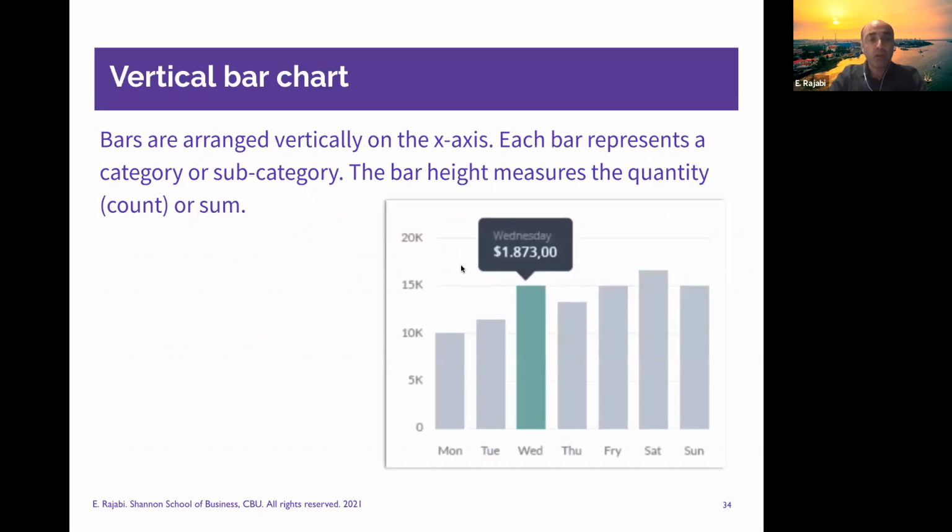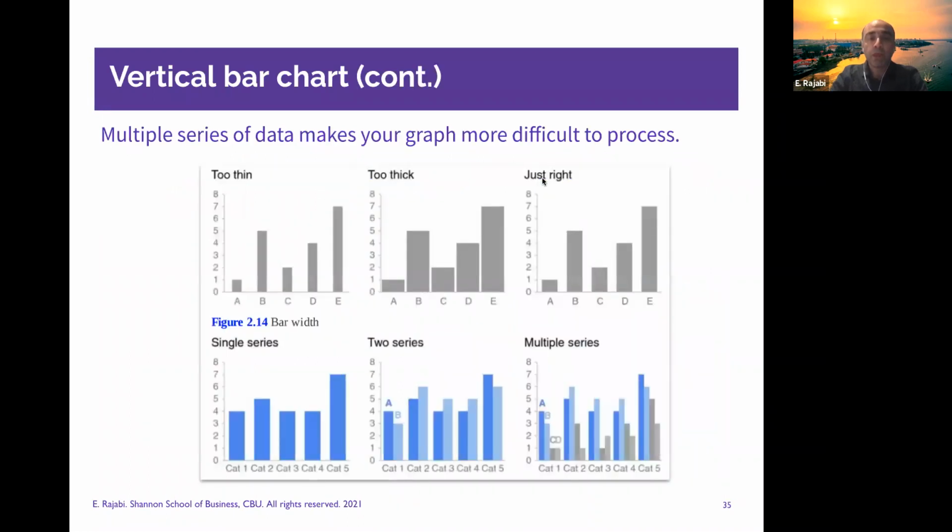I think everyone knows the vertical bar chart. Bars are arranged vertically on the axis. Each bar represents a category or subcategory. Sometimes we have multiple categories or series of data. Multiple categories in a bar chart make the chart complicated.